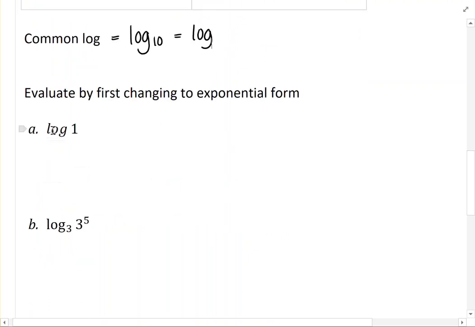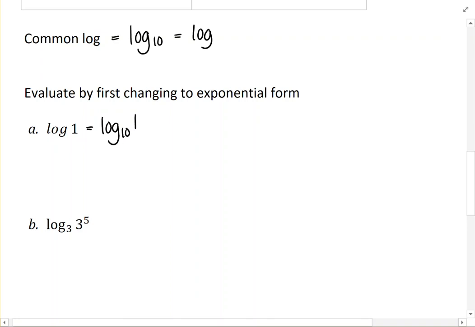So first we have log 1. Now, we just talked about this. There's no base, or it seems like there's no base. So in this particular case, we're talking about our common log. So this is actually equivalent to log base 10 of 1.